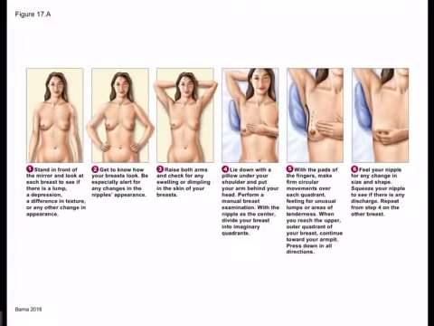So for all the females out there, here's an exam that you could do to check your breast tissue. Okay, and that is it for the female reproductive system.